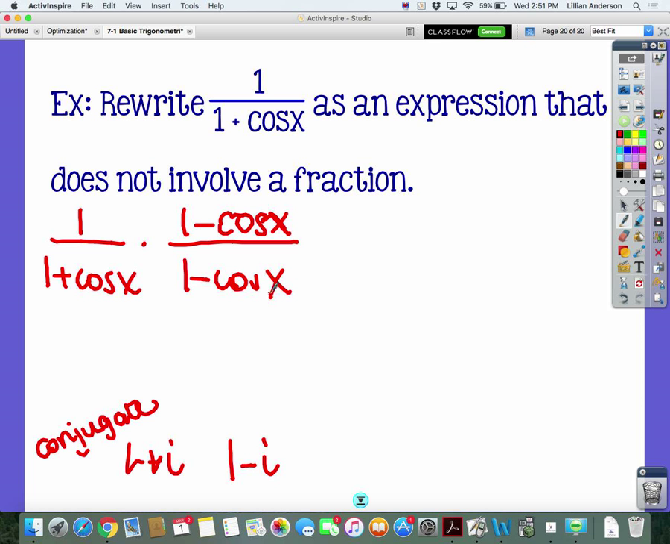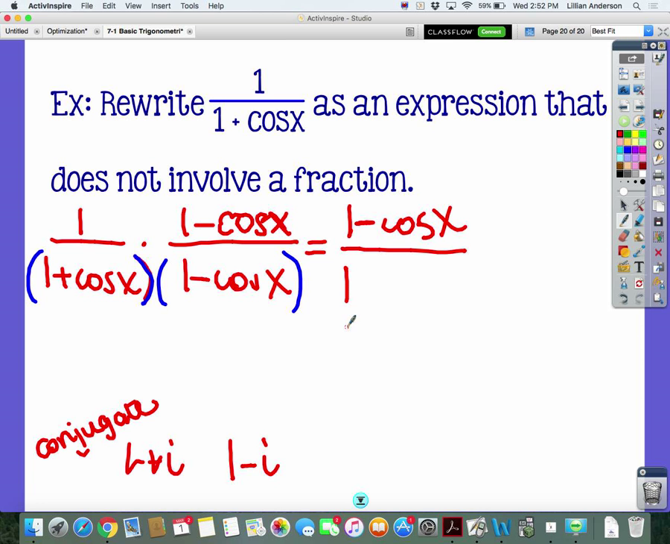Now when you multiply these, you'll multiply straight across because they're two fractions. 1 times 1 minus cosine x is just what? 1 minus cosine x. But what are we going to have to do on the bottom? When we multiply these two, we're going to have to FOIL, okay? Because we are multiplying 1 plus cosine x by 1 minus cosine x. So let's FOIL that. 1 times 1, 1. 1 times a negative cosine, negative cosine. Cosine times 1, cosine. What happens to the outer and the inner terms? Cancel. Cosine x times negative cosine x, and then you'll have a minus cosine squared x.